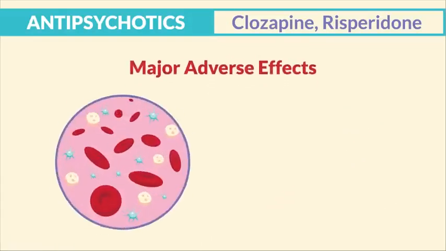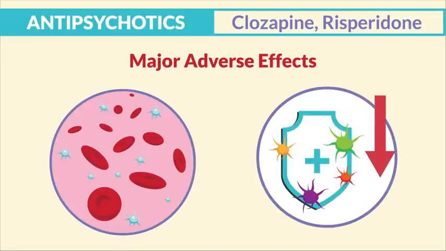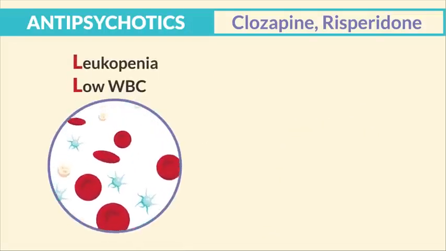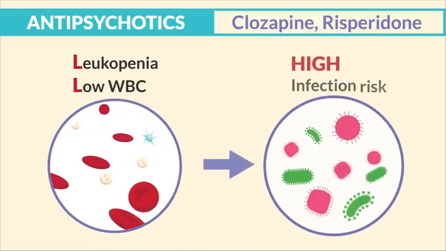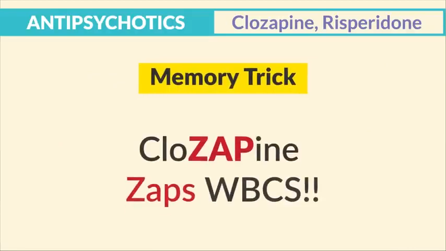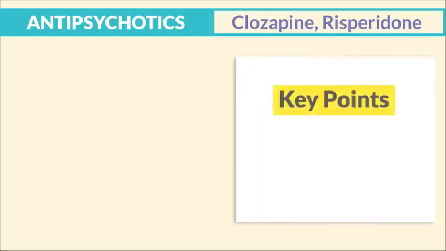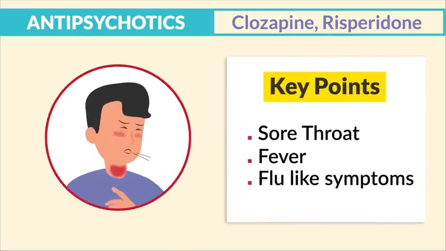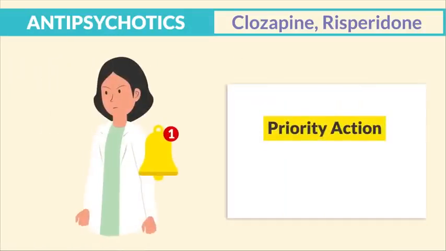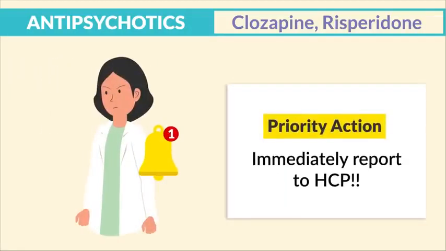Now the major side effects, guys, to write down: agranulocytosis, or basically low WBCs and low immunity, aka leukopenia and decreased neutrophils. So just think that we get increased infection. And the memory trick here is clozapine zaps those WBCs. So key points to write down here: sore throat, fever, and flu-like symptoms. Guys, the priority action, immediately report to the HCP.